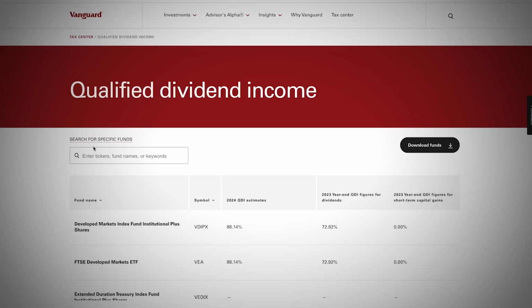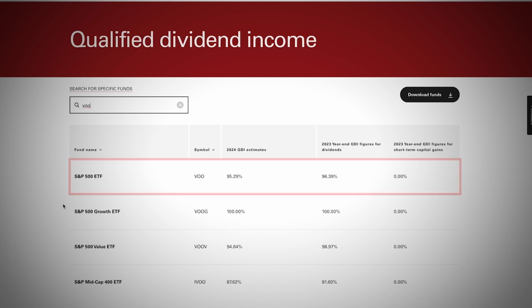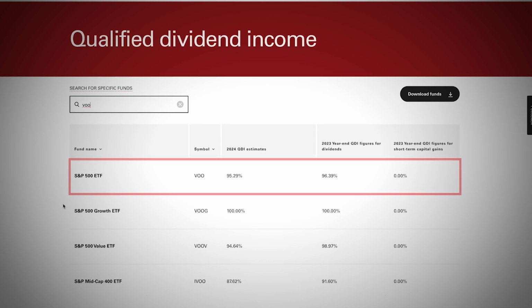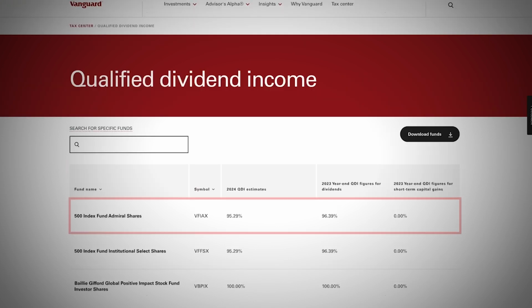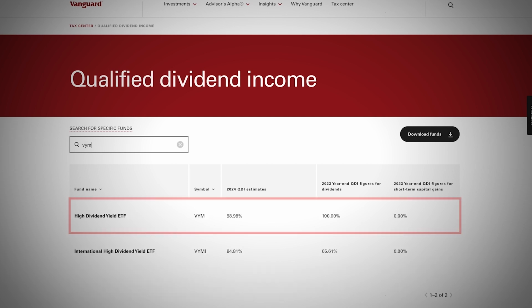Another resource I like to look at are Vanguard's ETFs because I own many of them. So if this interests you, I'll leave a link in the description below. But right here you can see VOO has a 95% qualified dividend income percentage, then VGT is 100%, then the popular Vanguard High Dividend Yield ETF, ticker VYM, has an estimated 99% qualified dividend income.